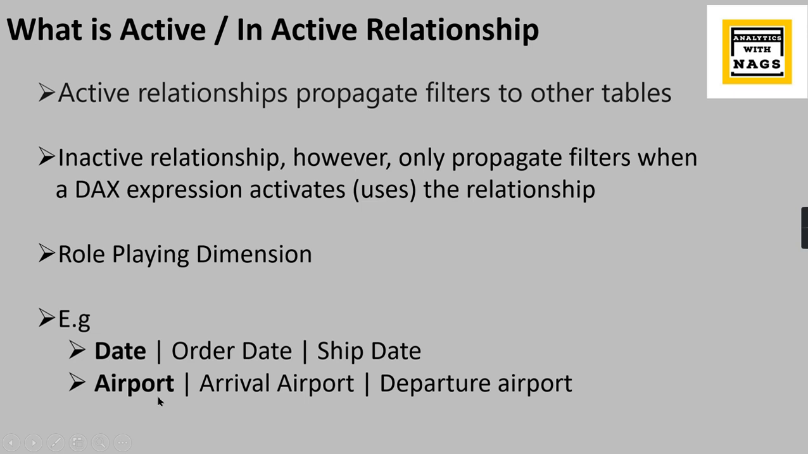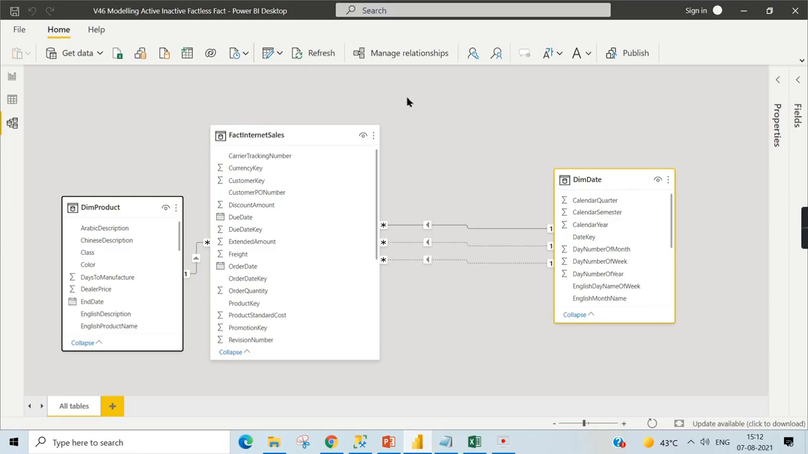Another classic example is an airport. You have a fact table where the arrival airport is in one column and the departure airport is in another column. You can create a single dimension called airport and analyze based on that. These are some classic examples of role playing dimensions, and it will differ depending on each business scenario. Let's try to understand what the problem is when you have a role playing dimension and how to overcome it. Let's jump into Power BI.